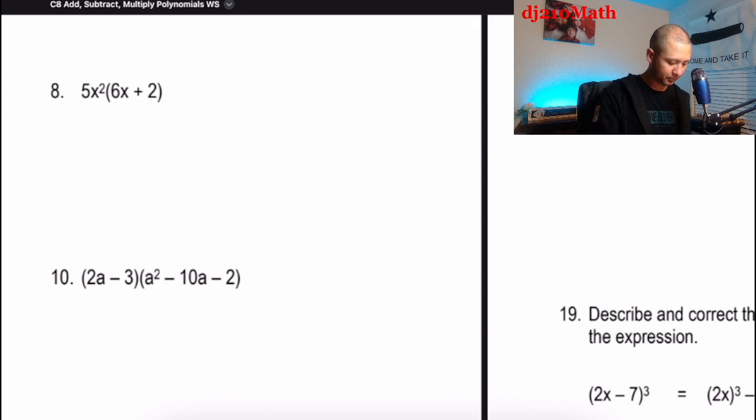Number 8. Again, just one, so it's ideal. So coefficient times coefficient, 5 times 6 is 30. x squared times x cubed, plus 10x squared.